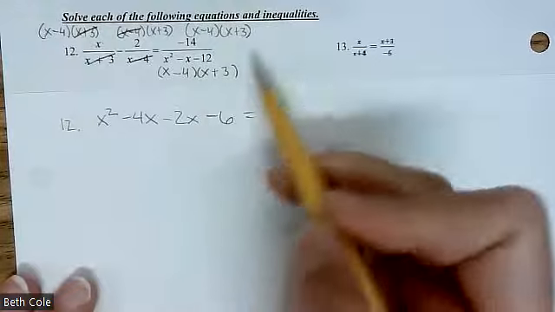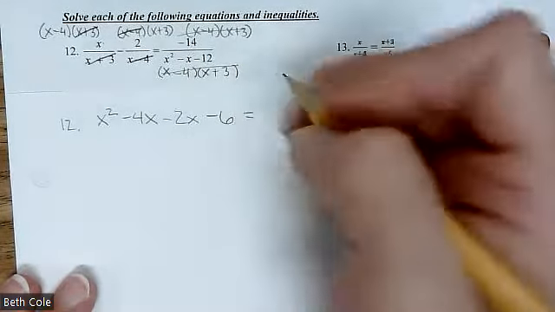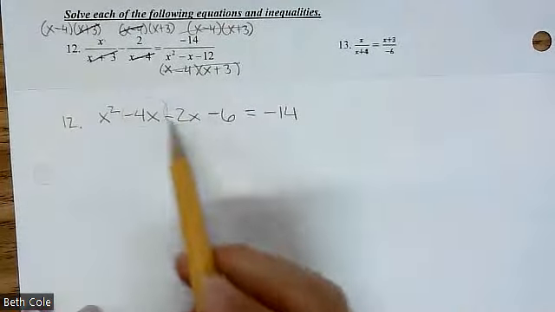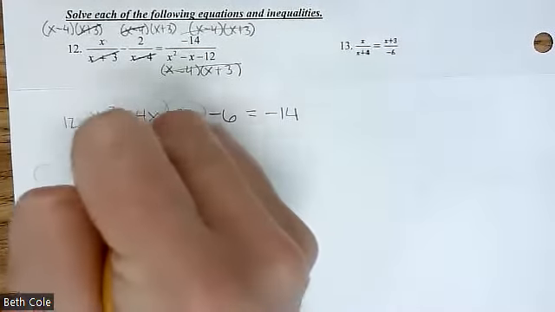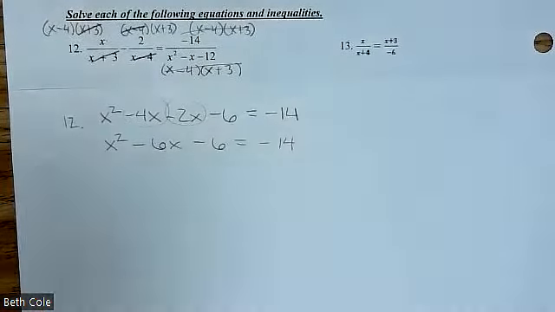Equals, and then what cancels in the last one? Yeah, all of it. And so you just have negative 14. Phew. Okay, all the fractions are gone. Welcome back to Algebra 2 class. What are you going to do next? Yeah, combine like terms. Put them together. Negative 4x and negative 2x, negative 6x. Literally everything else stays the same.